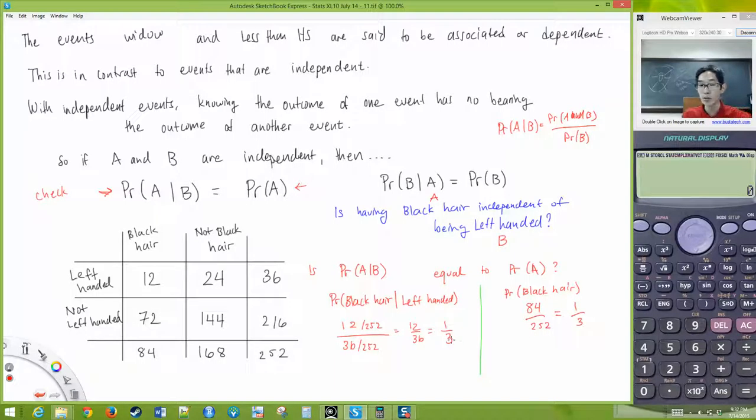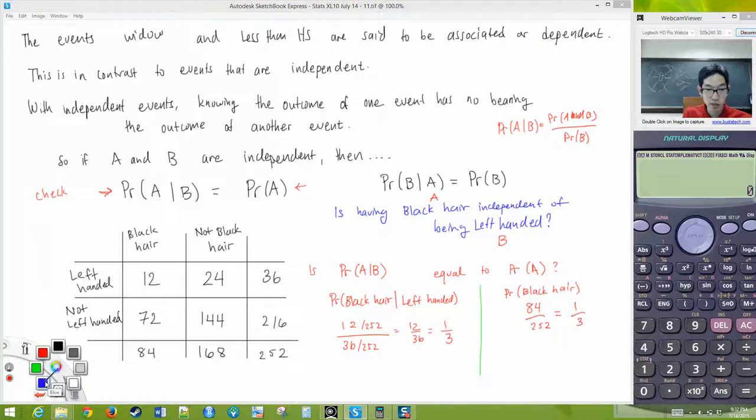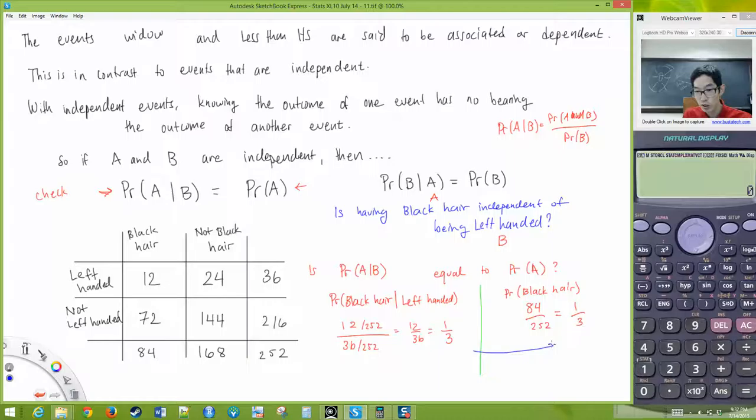So this number is equal to this number, and so that means they are independent or are not independent? They are independent. So what we see is these two are equal. Probability of A given B is indeed equal to the probability of A. So the events are independent. Is that okay?